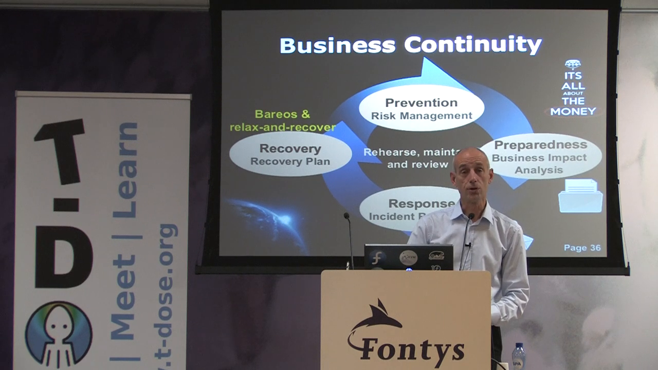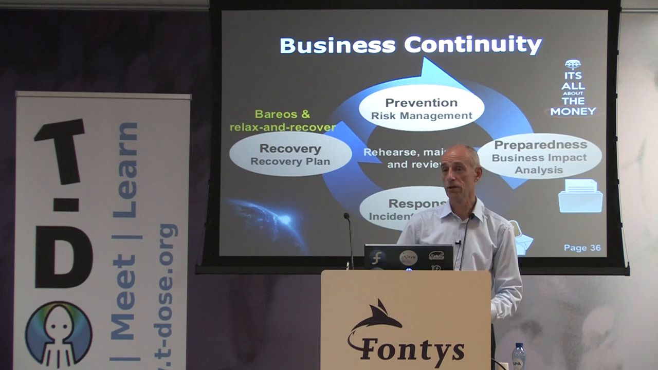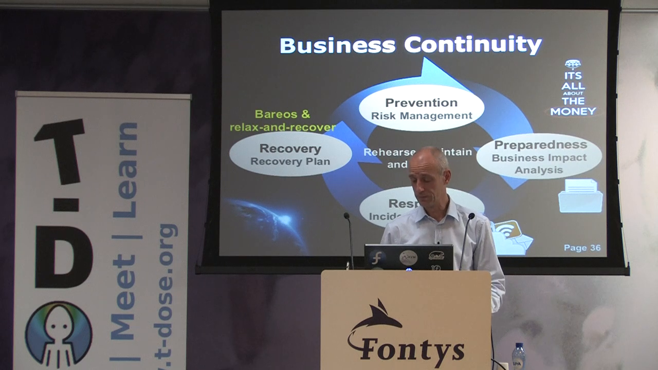And again, the circle has to be round, so it's not a one-time action. You should do it at least yearly: review your prevention plans, your business impact analysis, do rehearsals of the recovery plans, and also of the response team. Hopefully you never need them, but if you need them, they should be trained well. And you have to maintain the plans, and you have to review them.